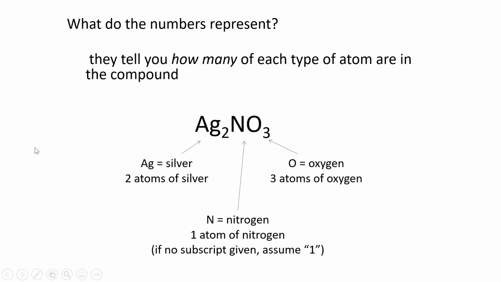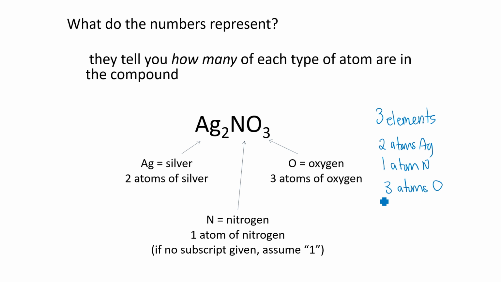So if we're looking at this formula, some things that we can tell from this formula. One is we can tell there are 3 elements in it, because we know there are 3 capital letters. We know there are 2 atoms of silver. There's 1 atom of nitrogen. There are 3 atoms of oxygen. So if we add those up, this compound is made of 6 atoms total. So these are some various things we can find from looking at this chemical formula.